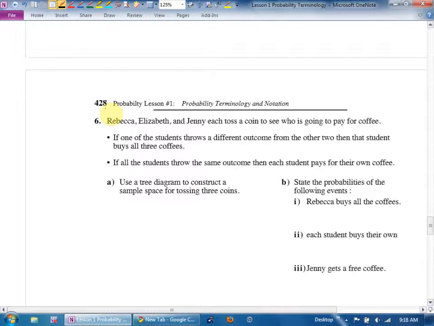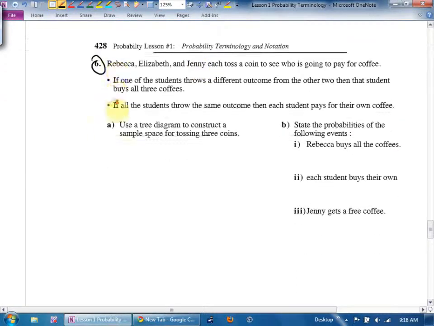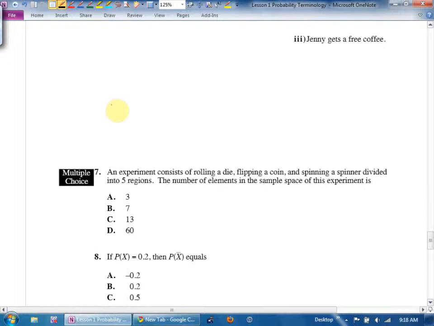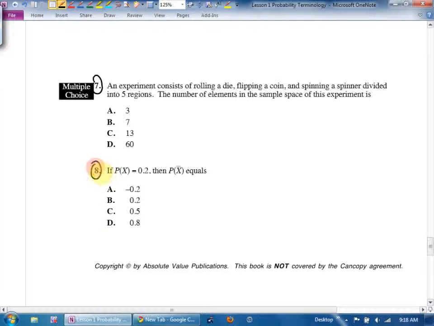Tree diagram. Three people, so it's going to be a three-level tree, but it's flipping a coin, so two outcomes. In fact, it's going to look almost the same as the boy-girl tree that we did at the very, very beginning. So six is okay. Seven. Yep. I'm going to assign eight because we've done, by the way, if the probability of X is 0.2, what is the probability of not X in your heads right now? Yeah, the answer is D. Okay, we just did 8 anyways.